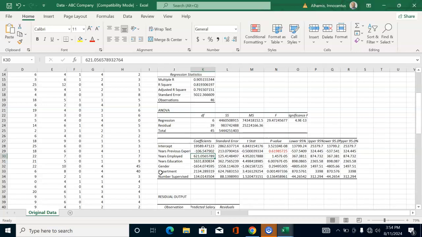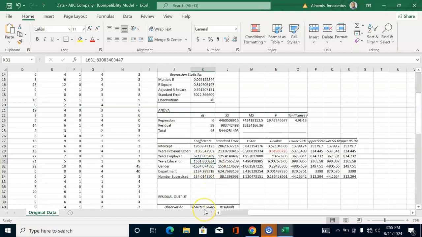and it's less than the 5% or 0.05, and therefore this coefficient of years employed is effective to the salary. So now we can explain this: a year of employment will add $621.06 to the salary, and that is significant. The significance of this value is determined by the p-value.